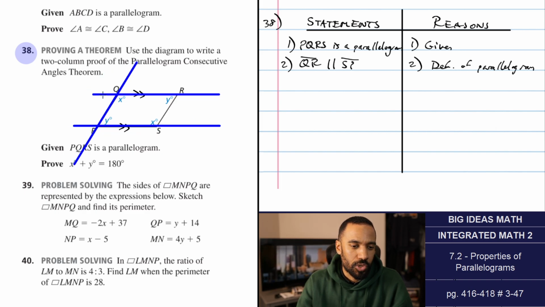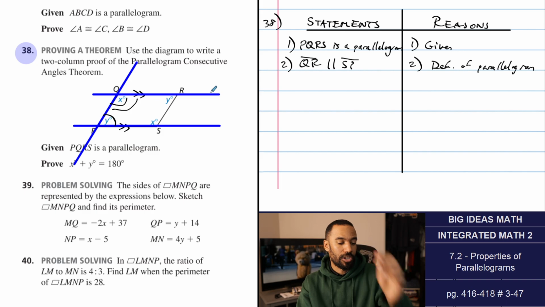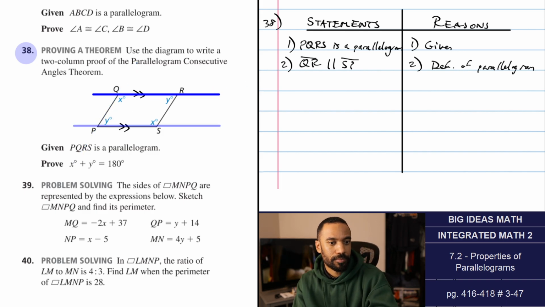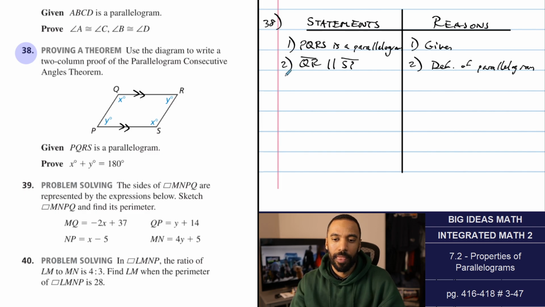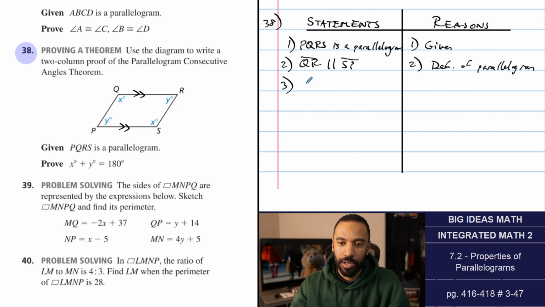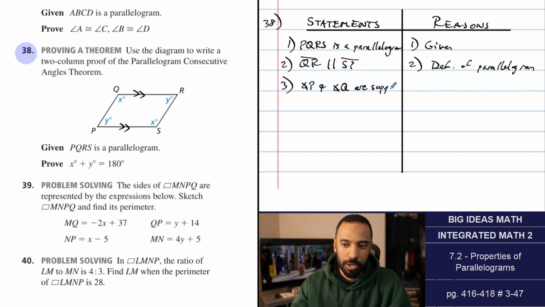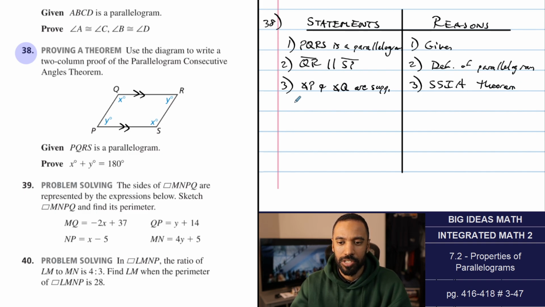Ignore anything in black, just look at the blue. 2 parallel lines cut by a transversal. That makes these same side interior angles here. Same side interior angles are supplementary. So angle P and angle Q, for example, are supplementary because those lines are parallel. This is the same side interior angles theorem. Just like we had an alternate interior angles theorem when those are congruent, these are supplementary.